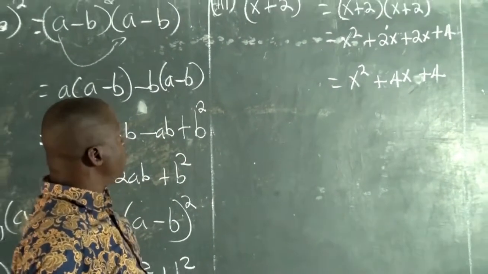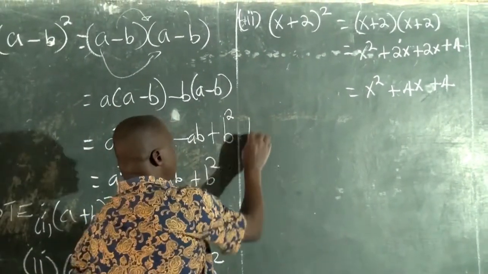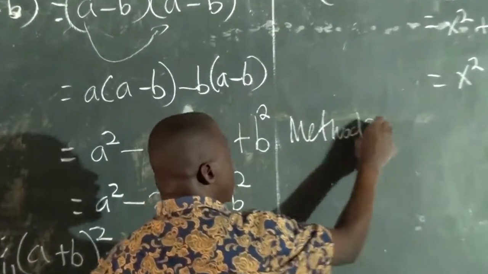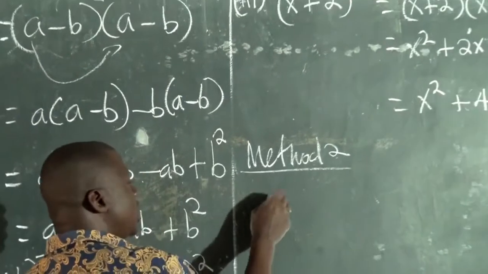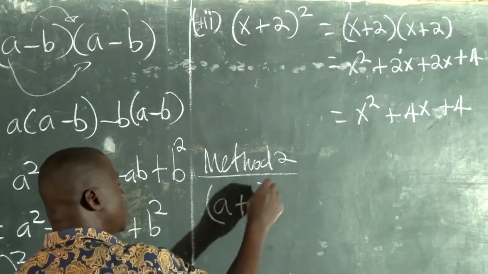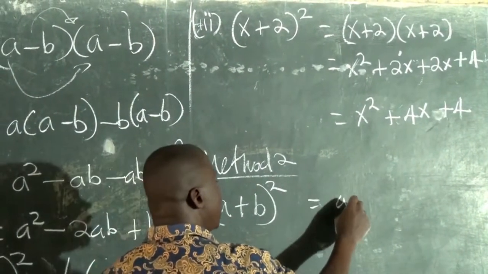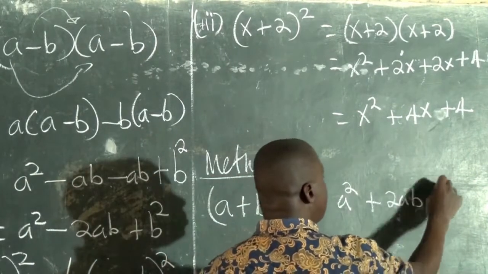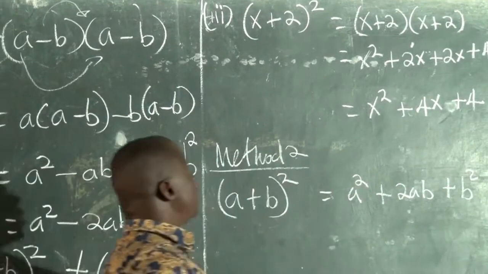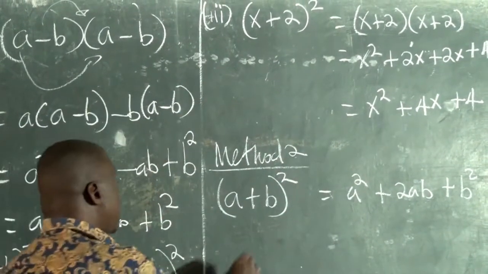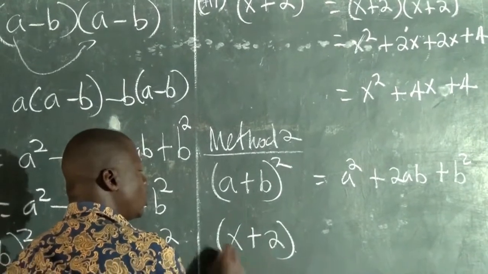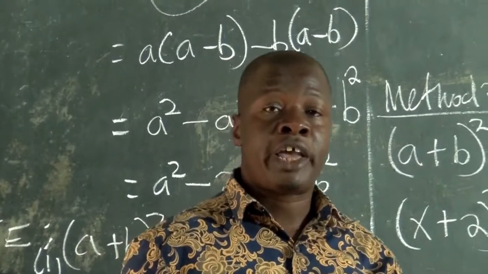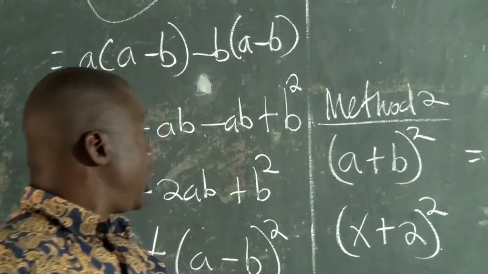However, somebody can also use this identity: a plus b squared is the same as a squared plus 2ab plus b squared. And when you look at our question, it is x plus 2 squared. Our a is x, and our b is 2.